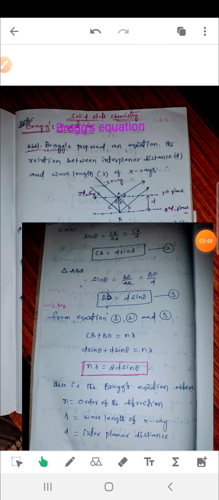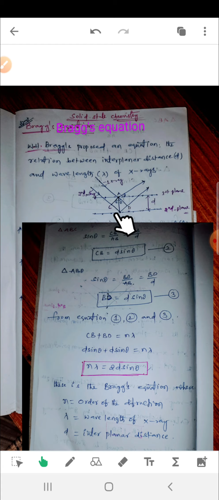For that purpose, take triangle ABC. In triangle ABC, sin theta equals opposite side by hypotenuse. So sin theta equals CB by AB, and AB is small d, so sin theta equals CB by d. Sending d to the other side, CB equals d sin theta. Give this equation number 2. Next, triangle ABD.